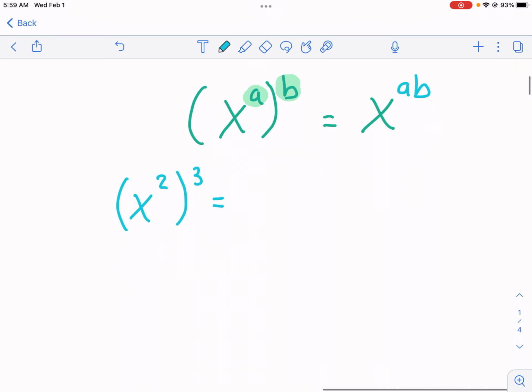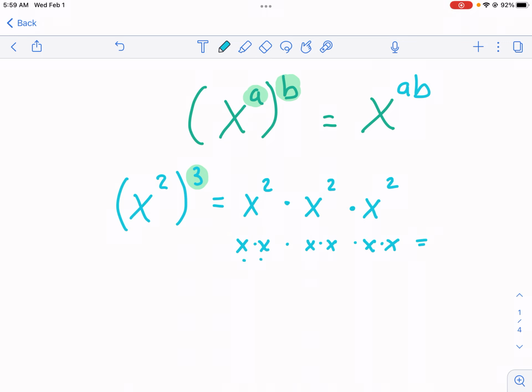Why does it work out like that? Well, if we have x squared to the third power, that's going to give us x squared times x squared times x squared. We're going to multiply x squared times itself 3 times based on that power of 3. Let's expand it a little bit. We know that x squared is the same thing as x times x. So I can do this 3 times. Now if I have x times itself 6 times, as you can see here, 1, 2, 3, 4, 5, 6, that's going to give us x to the 6. So we multiplied the 2 and the 3 together to give us that power of 6.